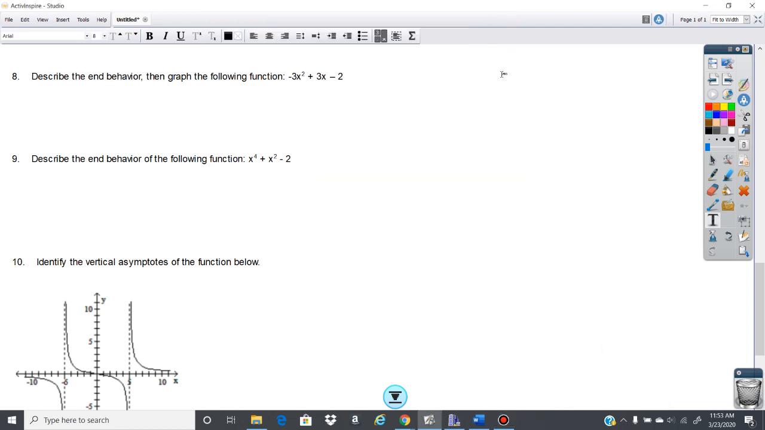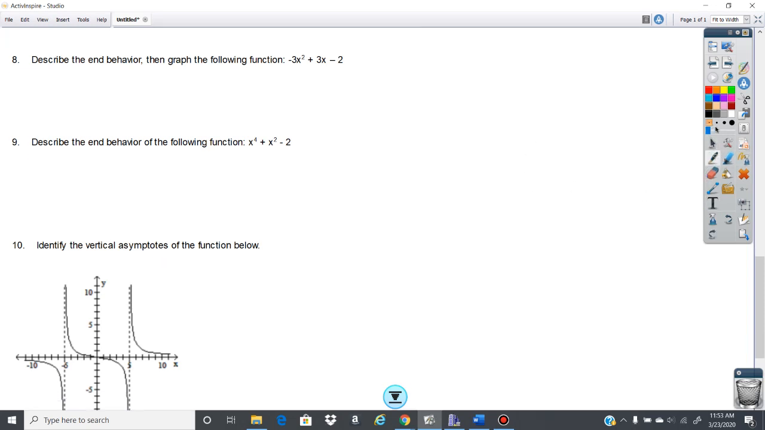Okay, next problem we are looking at end behavior and graphing. So in number 8, we have the end behavior. All right, let's first look at the degree of the polynomial. So this is a second degree. Okay, so when it's even degree, we're going to start and end in the same direction. When it is an odd degree, we're going to start and end in different directions.